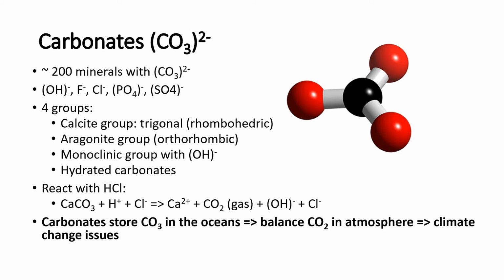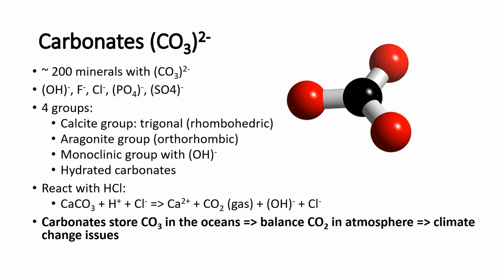So carbonates are about 200 minerals that are made with CO3 2-. They will be mixed with OH, fluorine, chlorine, phosphates, and sulfates. We have 4 groups: the calcite group, which is trigonal, the aragonite group, the monoclinic group with OH, and the hydrated carbonates. So carbonates tend to react with hydrochloric acid, meaning they fizz.